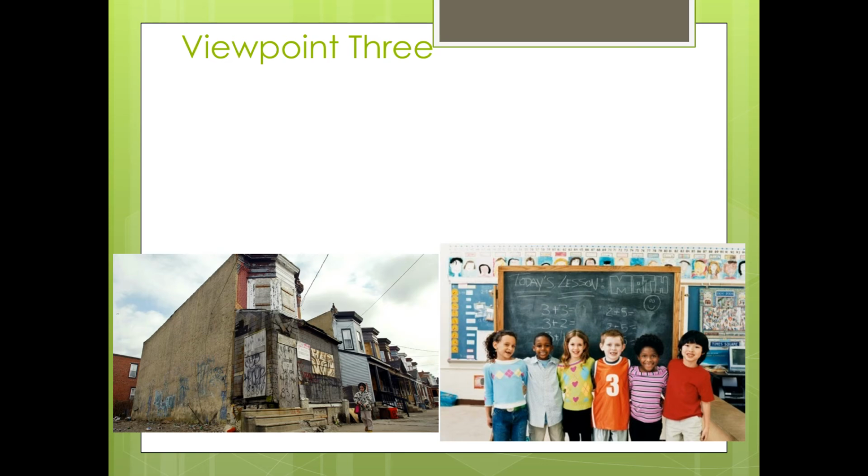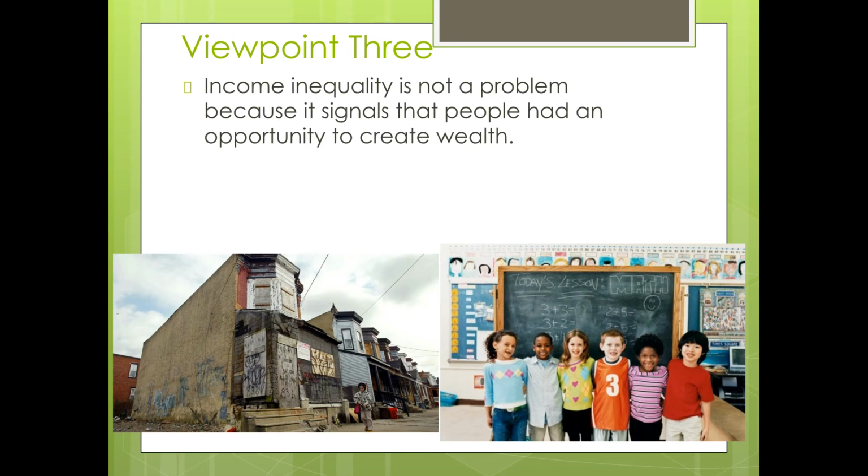Now, there's a third viewpoint, which is really more of a moderate viewpoint, sort of the middle ground. The third viewpoint says, look, income inequality is not a big problem because it's just saying that some people had an opportunity to create wealth. So good for Oprah. She created wealth. That's not a problem. Good for her. Maybe I can create wealth too.